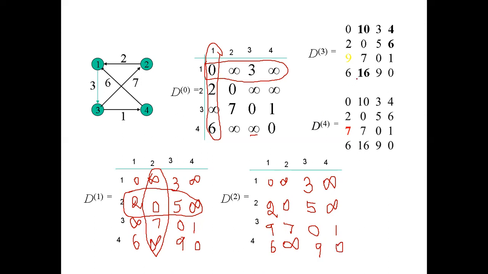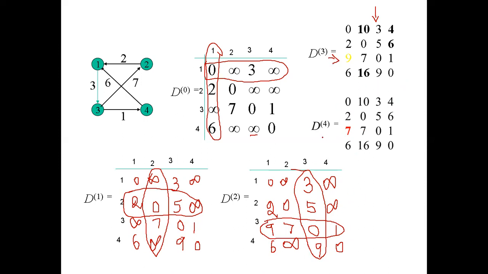Similar to this one, D3 can be found. How to find D3? Take the third column and third row of this table and write those values as they are in the third column and third row of the next table, D3. And the remaining elements must be calculated using the formula.